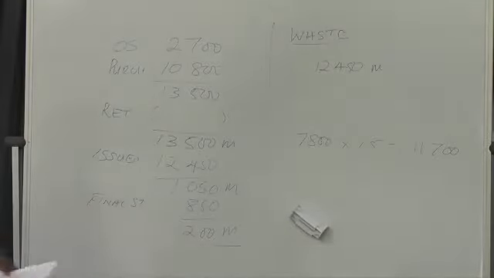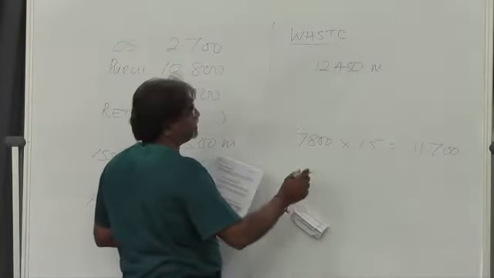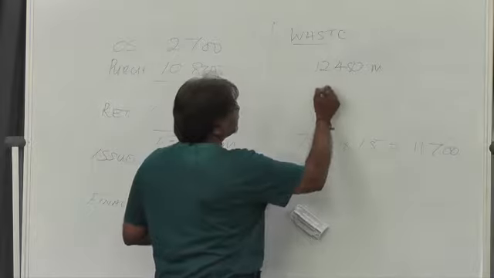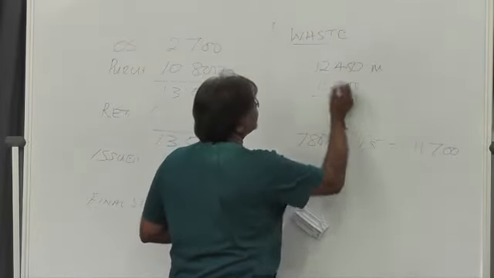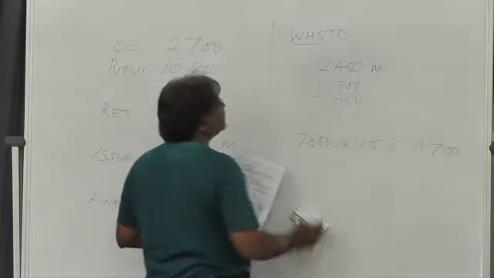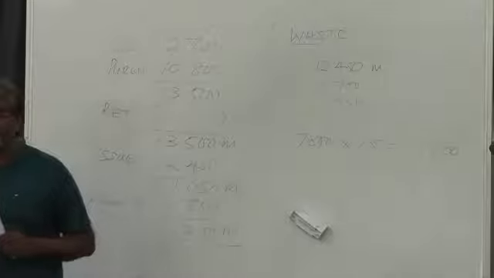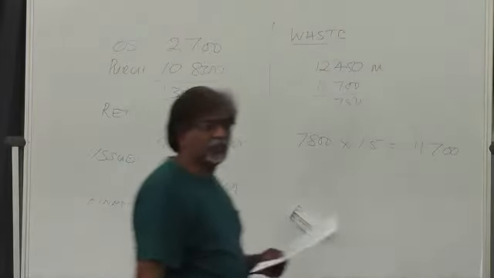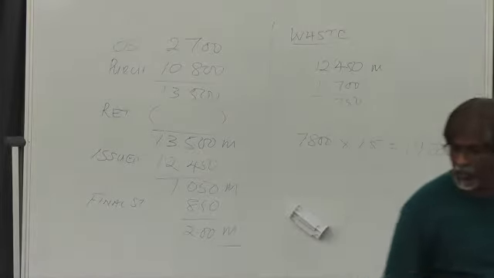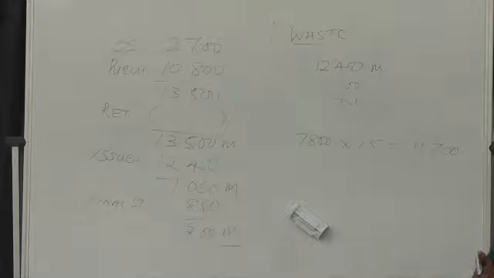But how much was issued to the factory? 12,450. So 12,450 minus 11,700, okay? 750 meters is wasted. Now again, if they had to ask you the rand value, the monetary value of loss, you multiply that by 120 rands.